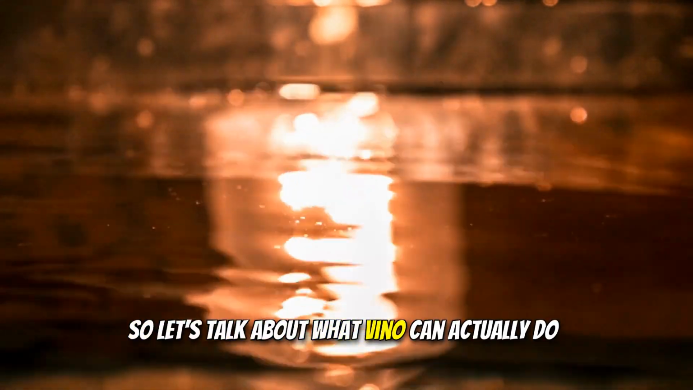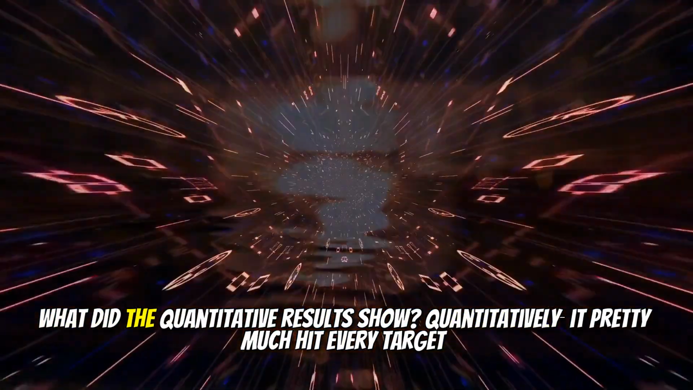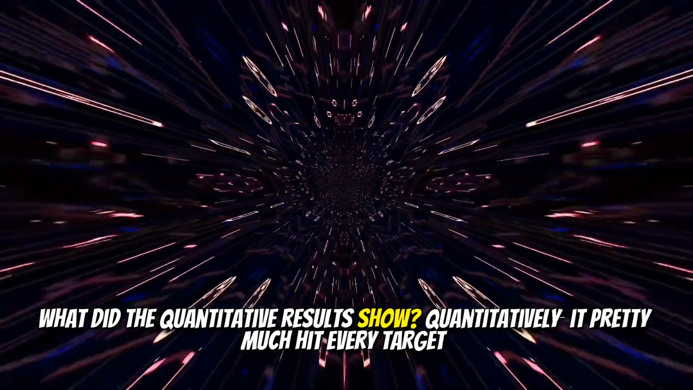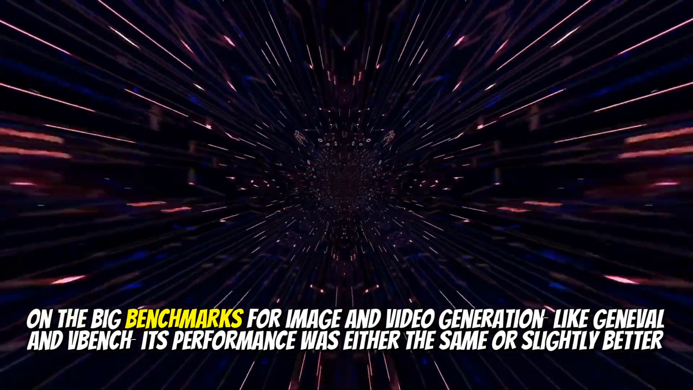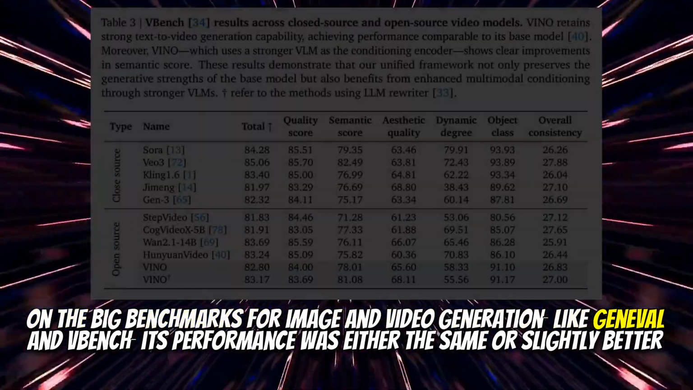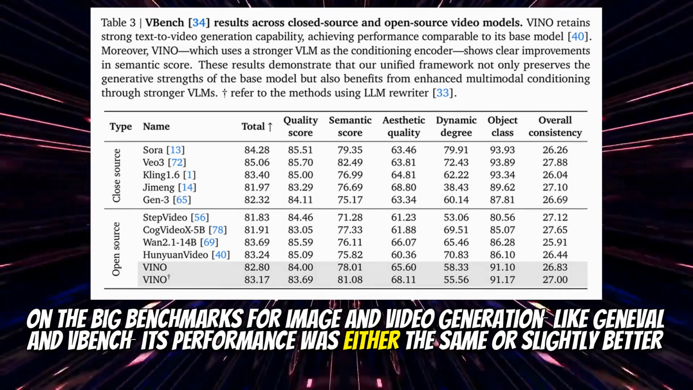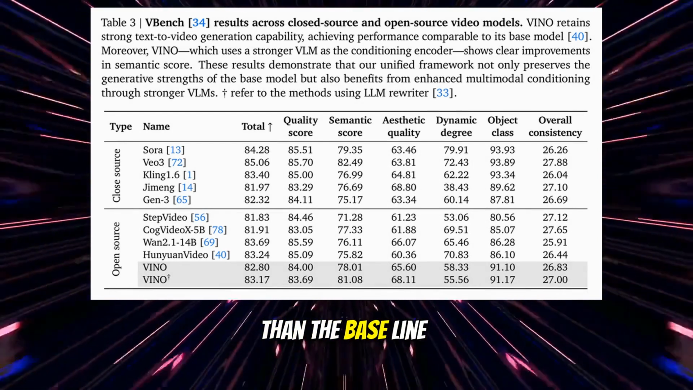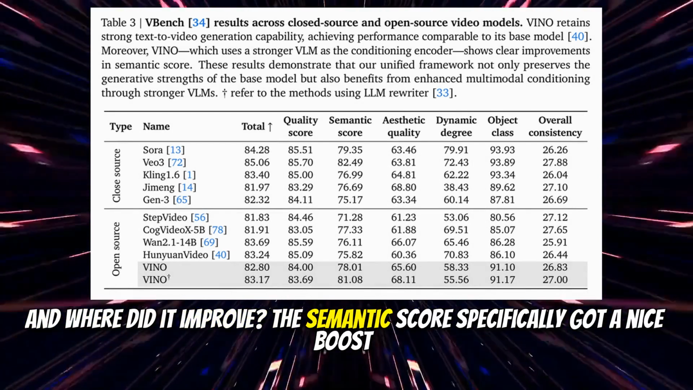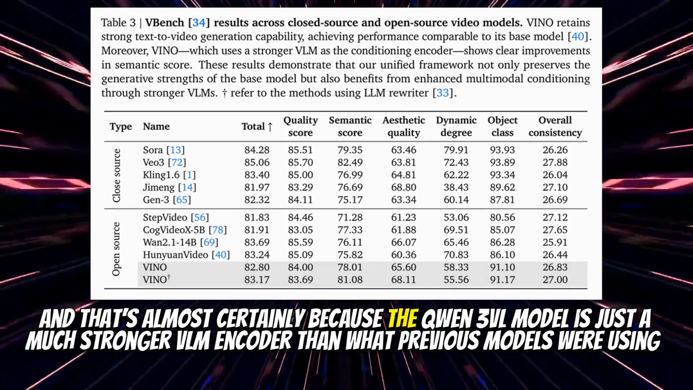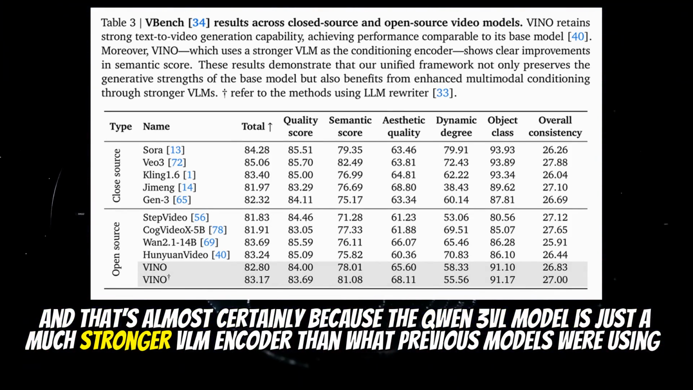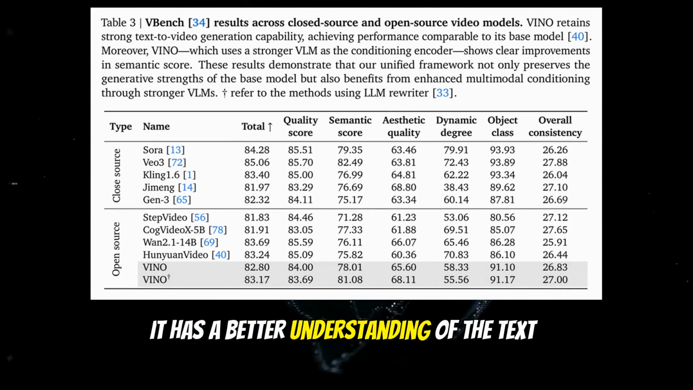So let's talk about what VInO can actually do. What did the quantitative results show? Quantitatively, it pretty much hit every target. On the big benchmarks for image and video generation, like Geneval and VBench, its performance was either the same or slightly better than the baseline. And where did it improve? The semantic score specifically got a nice boost. And that's almost certainly because the Qwen 3 VL model is just a much stronger VLM encoder than what previous models were using. It has a better understanding of the text.